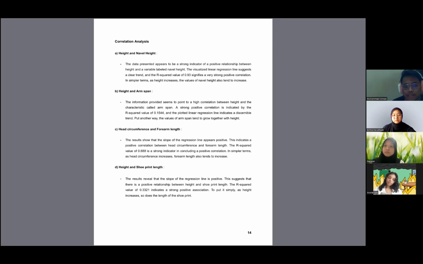And then for head circumference and forearm length, the results show that the slope of the regression line appears positive. This indicates a positive correlation between head circumference and forearm length. The R-squared value of 0.688 is a strong indicator in concluding a positive correlation.